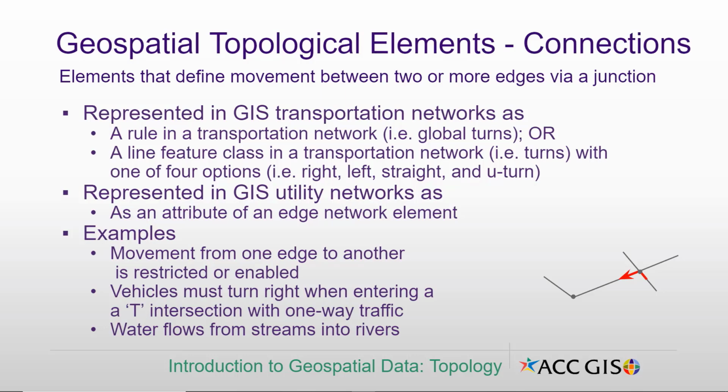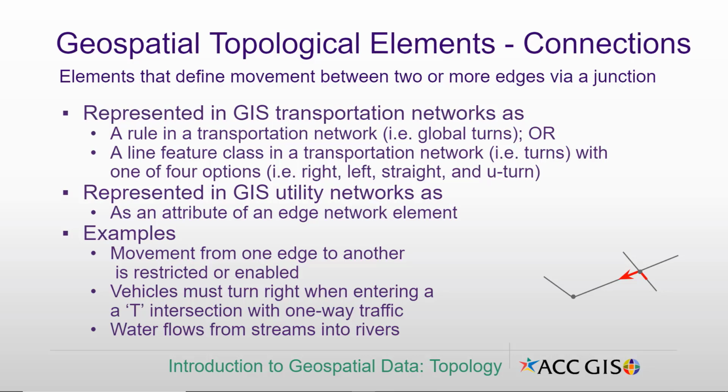Last, connection elements define the movement between two or more edges via a junction. They're represented in a GIS transportation network as a rule in the transportation network, what we refer to as global turns, where when you reach an intersection, you can turn on any connecting edge, or a line feature class in a transportation network, where the turns are restricted to one of four options: right, left, straight, or U-turn. So you could have an intersection that has 1, 2, 3, or 4 modeled turns as a line feature class.